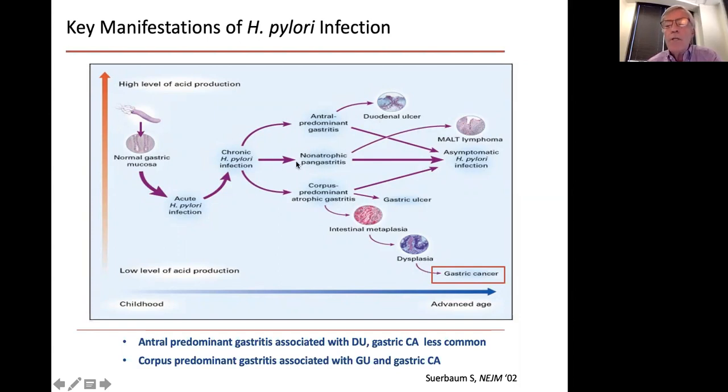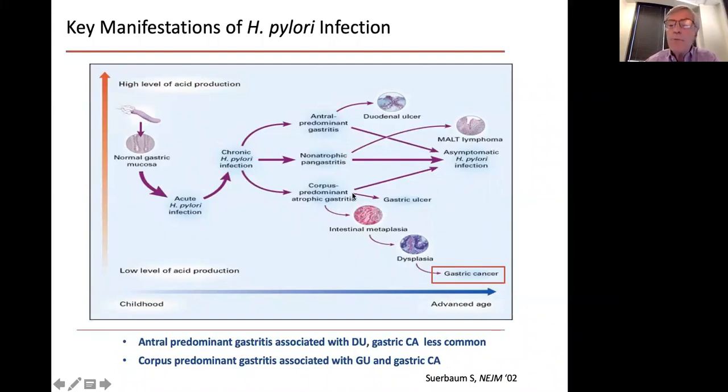Probably even more common is atrophic pangastritis, and this also is generally asymptomatic. But some people with non-atrophic pangastritis can go on to develop MALT lymphoma. What concerns us the most is corpus predominant gastritis, which generally can progress to atrophic gastritis. And it's in this condition that we see a predominance of gastric ulcer disease.